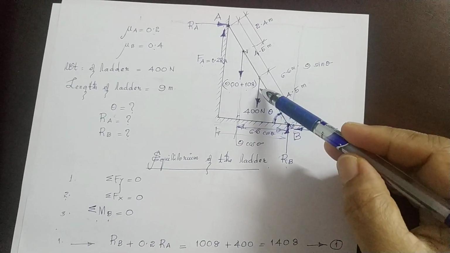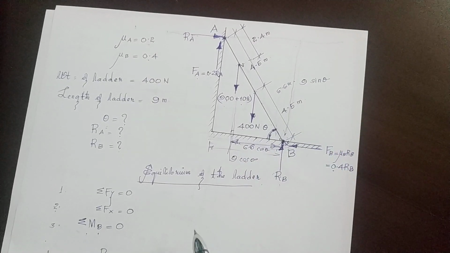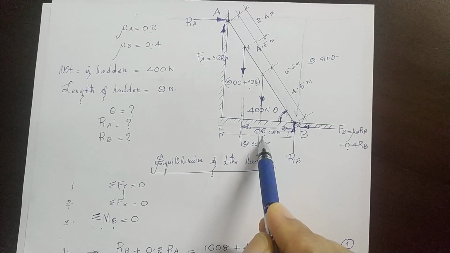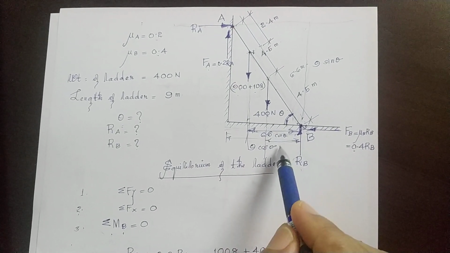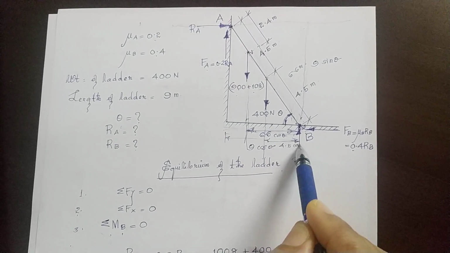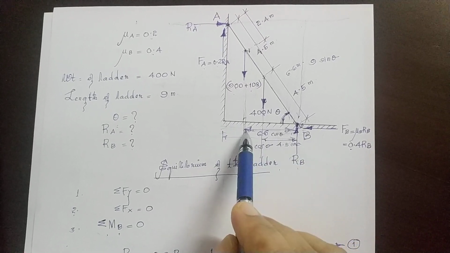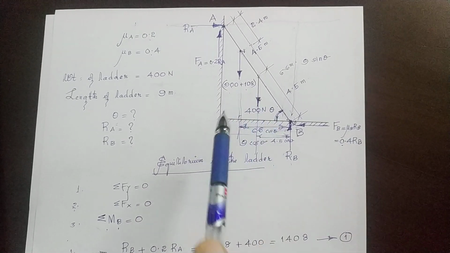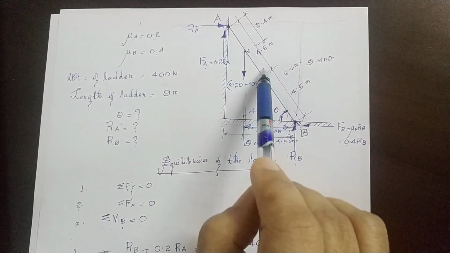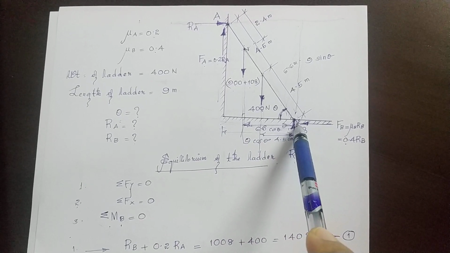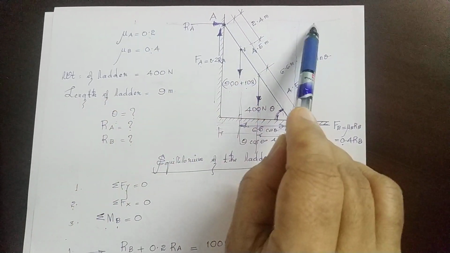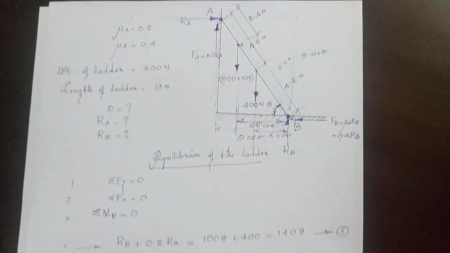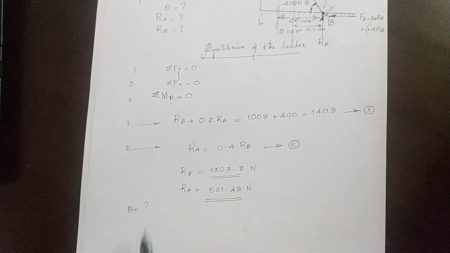Now, in order to take the moment of 400 Newton about B, we need to find the distance between the line of action of 400 and B, which means that it is 4.5 cos theta. So we have 9 cos theta, 6.6 cos theta and 4.5 cos theta as the perpendicular distances between the lines of action of all these vertical forces and B. And as for the horizontal force, the perpendicular distance between this and this is 9 sin theta. Now let's take the moments about B.